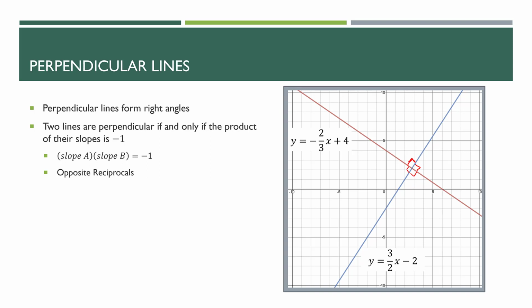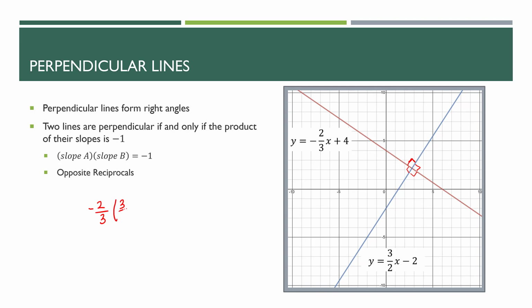Now, two lines are perpendicular if and only if the product of their slopes is -1. So in other words, if I take the slope of one line and multiply it by the slope of the other line, those two multiplied together should be -1. And we refer to this as opposite reciprocals. So my red line here has a slope of -2/3, and my blue line has a slope of 3/2.